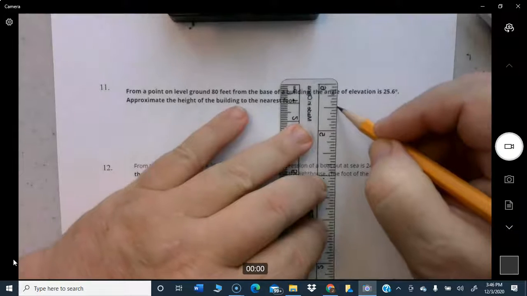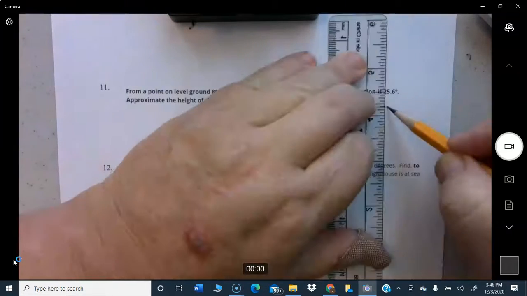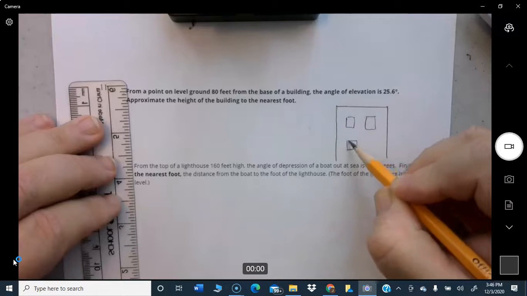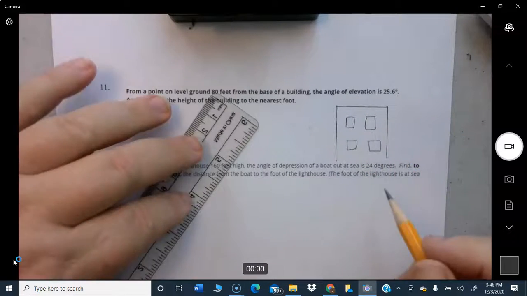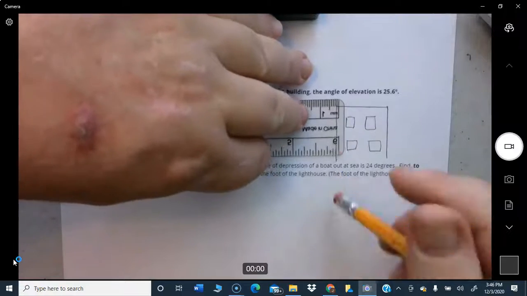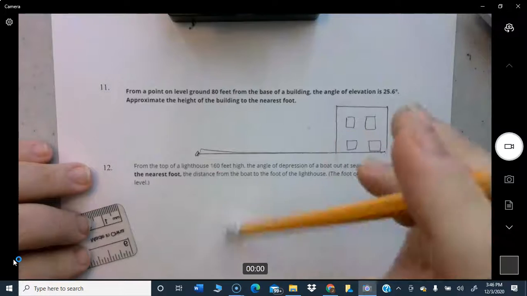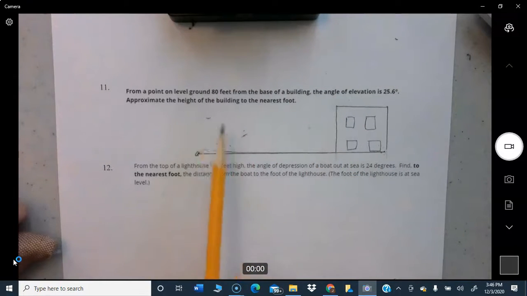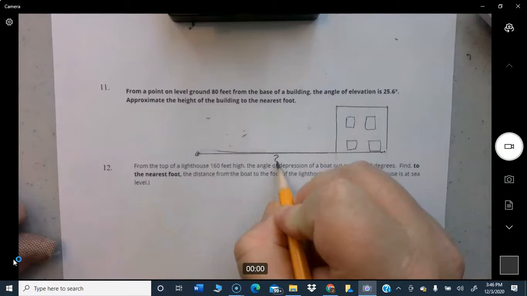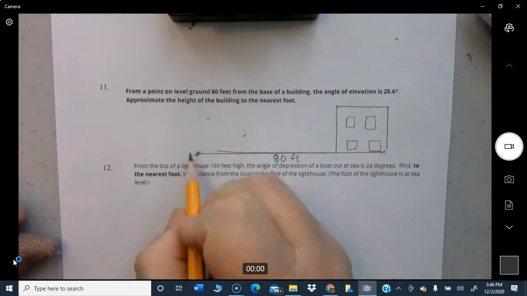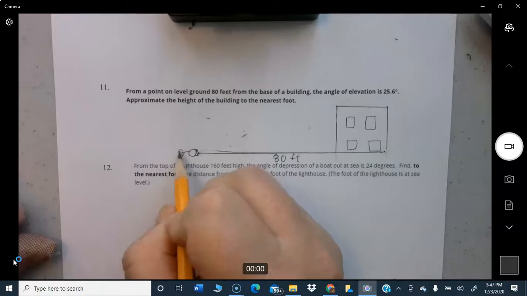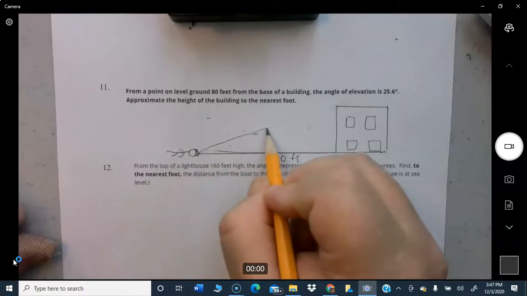So we're going to come over here and just do a sketch of a building. You can draw windows if you want. You don't have to do that. But there you go. There's a building. And what it is saying is, okay, you're 80 feet from the building. So there's 80 feet. And there you are right there. There's your head, and you're laying on the ground like that, and you're looking up at the top of this building.